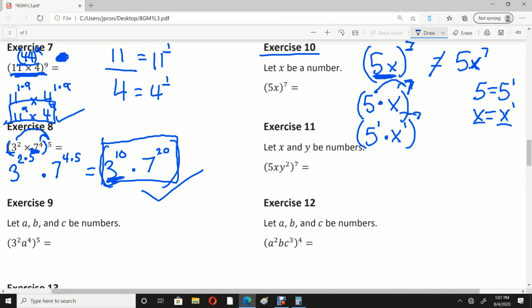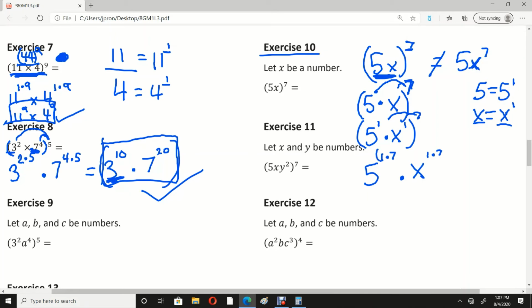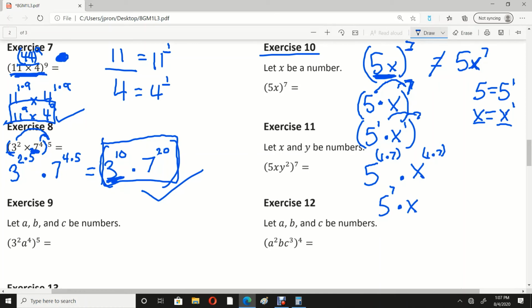So now we actually have numbers to be multiplying the exponents by, right? So we'll have 5 to the 1 times 7 times x to the 1 times 7, right? And then we're going to simplify this one more time. We'll have 5 to the 1 times 7 is just 7, times x to the 1 times 7 is 7.